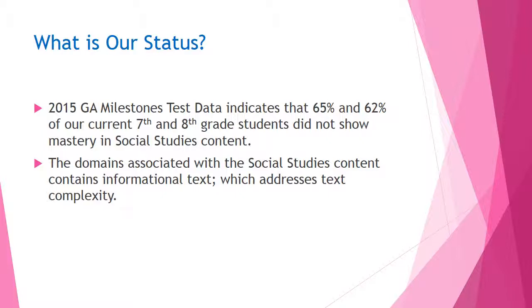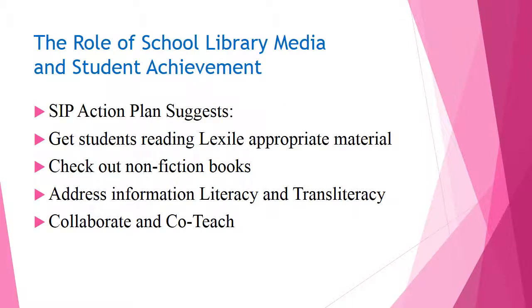What's our status? Our 2015 Georgia Milestones test data indicates that 65% and 62% of our 7th and 8th grade students did not show mastery in social studies. The domains associated with social studies content contain informational text, which addresses text complexity. The role of the school library media and student achievement.